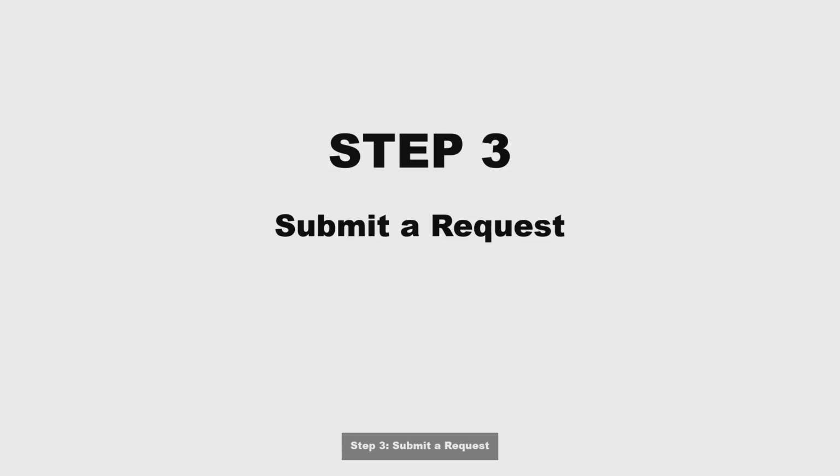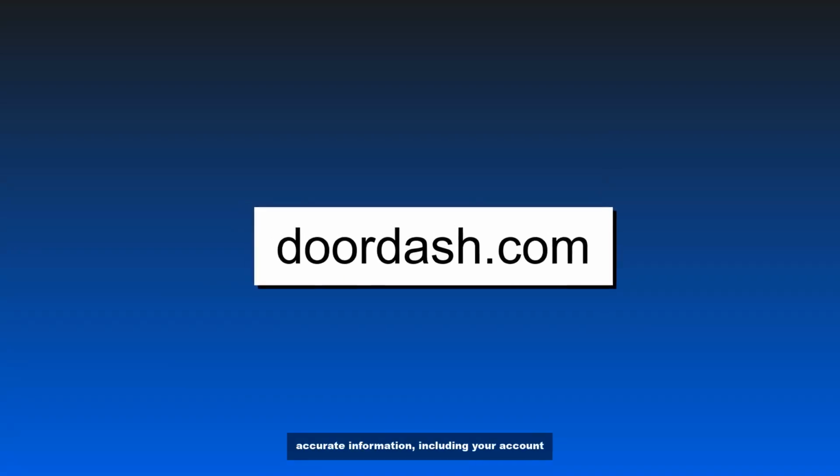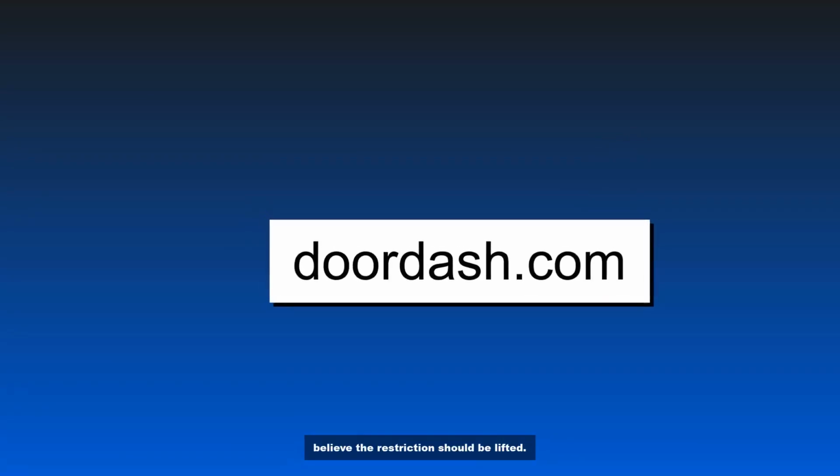Step 3. Submit a request. Locate the option to submit a request or appeal. Fill out the required form with accurate information, including your account details and a clear explanation of why you believe the restriction should be lifted.